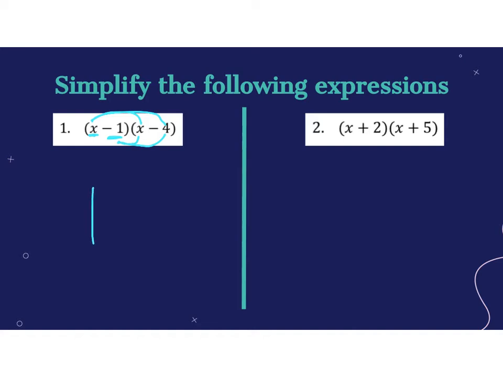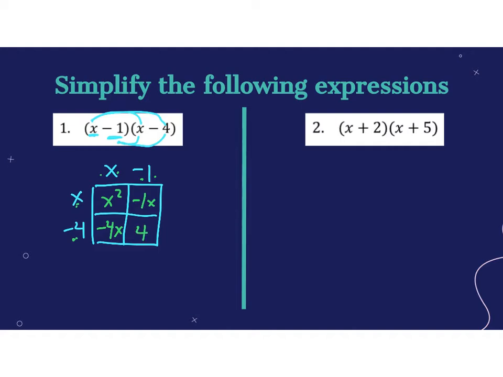When we set up a box, we need it to be 2 by 2. We put one monomial on the top, so x minus 1, and then the other monomial on the side, x minus 4. On the inside of the box, we're going to multiply all these terms. So x times x gives me x squared. X times negative 1 gives me negative 1x. X times negative 4 gives me negative 4x. And negative 4 times negative 1 is positive 4.